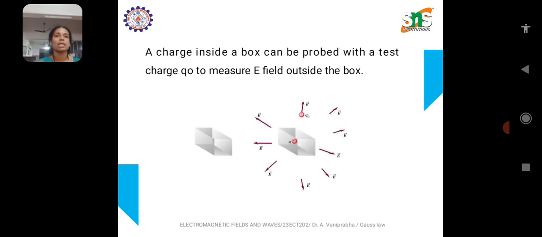Consider a charge inside a box that can be probed with a test charge Q0 to measure the electric field outside the box. So this picture clearly depicts the box which contains a charge Q. Whenever there is a charge enclosed in a particular place, that can be probed by another test charge, so as to measure the field which is exerted outside the box.